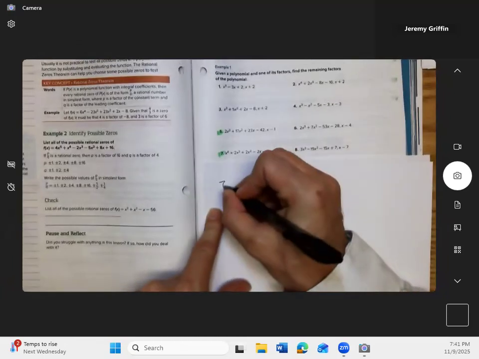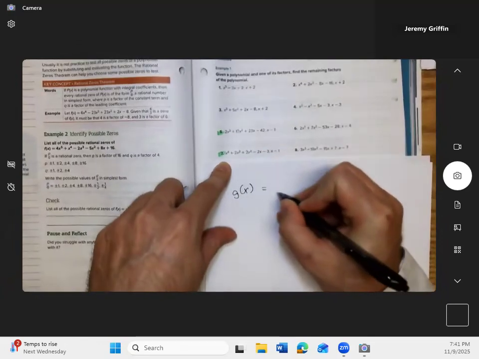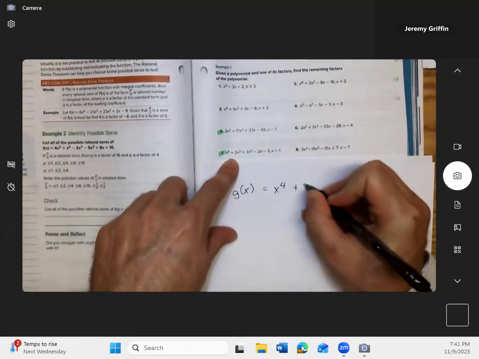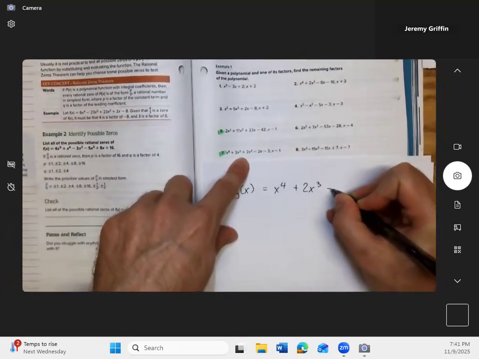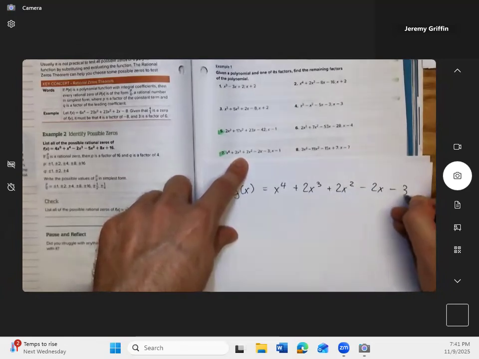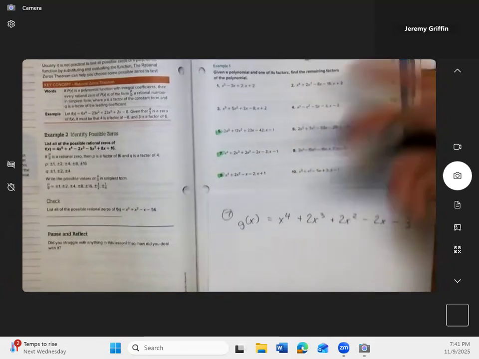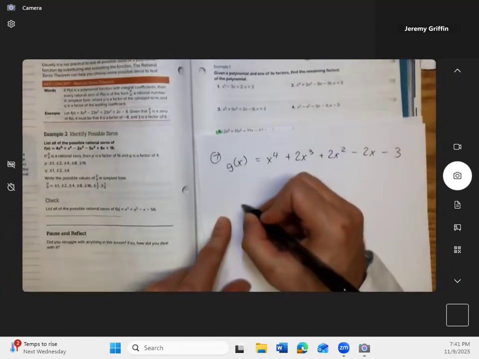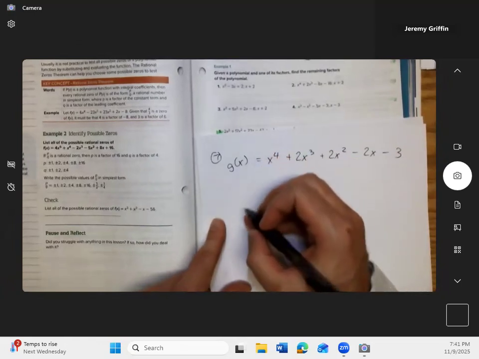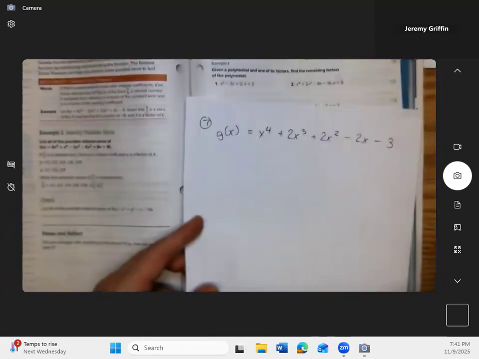Next one, number 7. I'll say, how about g of x? Let's call it. I got x to the 4 plus 2x to the 3 plus 2x squared minus 2x minus 3. And they're telling us that x minus 1 is a factor. Oh, hey, that's the same factor as it was before. Okay, that's nice. And so here, I'll try synthetic division again. I'll just do synthetic division for most of these. And maybe this last one, number 11, I'll double check with long division just to change it up.